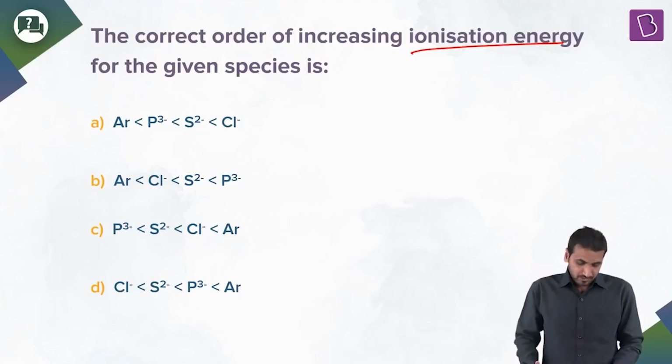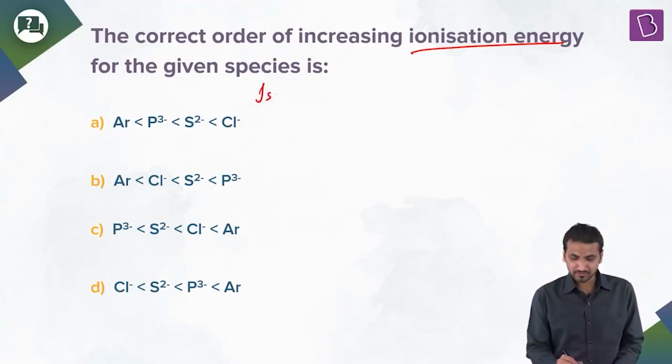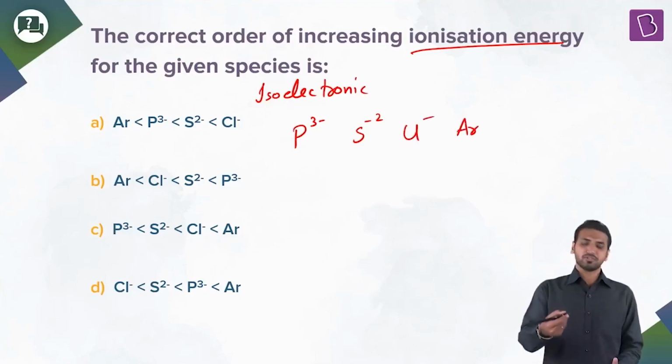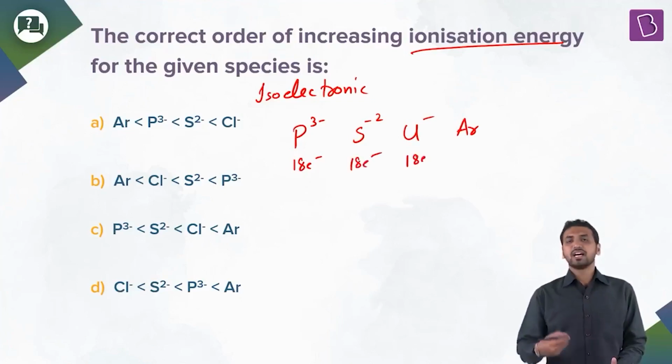So what I can see is all of them are isoelectronic species. How? I'll explain this. You have phosphorus, P3 minus, S2 minus, Cl minus and argon. The atomic number of phosphorus is 15 and you have 3 minus charge, so you'll have 18 electrons. Sulfur 16 plus 2 minus charge, 18 electrons. Chlorine again 17 plus 1, 18 electrons. And argon, of course, has 18 electrons.